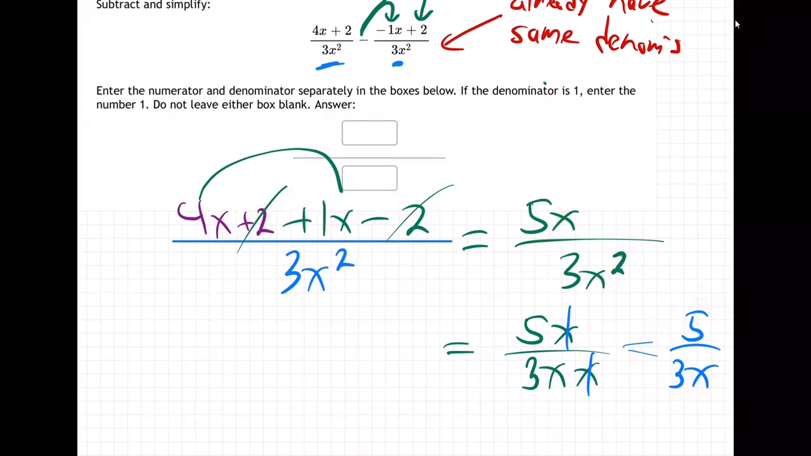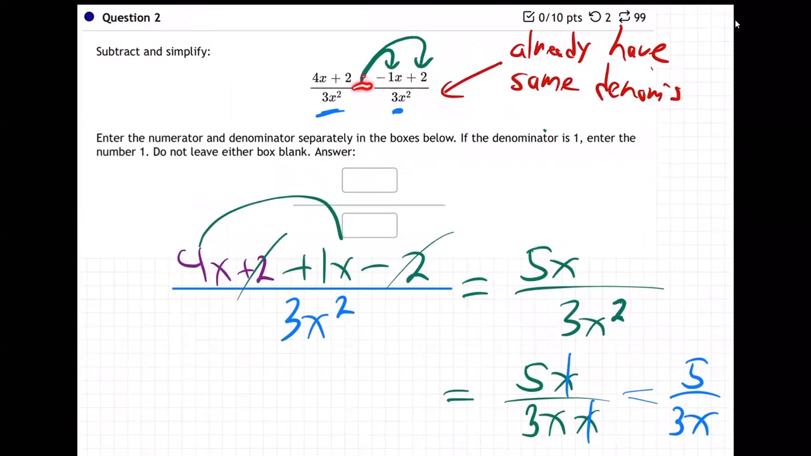So watch out, a really common mistake when you're subtracting is not letting that subtraction distribute to all the terms in the upper right. Subtract the whole fraction, all the terms in the upper right, not just the front part. There we go.